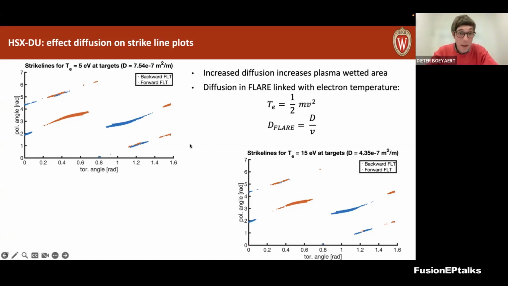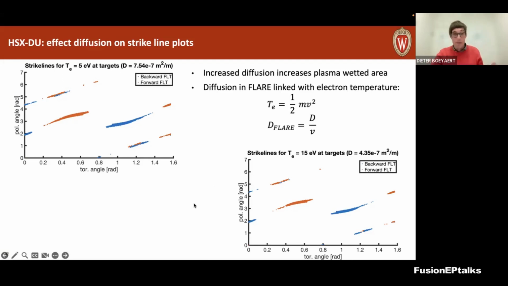Also here you can see that the main locations are similar to each other, but there are again small differences between running with a higher diffusion, meaning a lower temperature, or running with a lower diffusion, meaning a higher temperature.